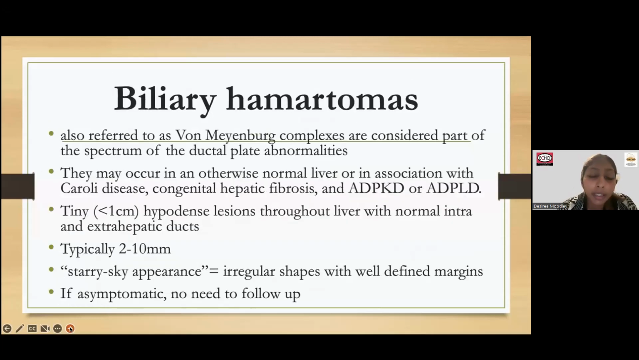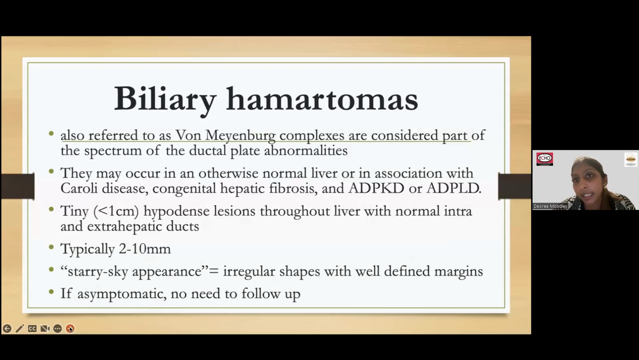Biliary hematomas also can be referred to as von Meyenberg complexes. So this is part of the spectrum as well of ductal plate abnormalities. And they can occur in a normal liver, can also occur with Caroli disease, congenital hepatic fibrosis, and your polycystic liver diseases. So these are tiny, so less than 1 centimeter, hypodense lesions throughout the liver, and usually have normal intrahepatic and extrahepatic ducts. Typically 2 millimeters to about 1 centimeter, and you get this kind of starry sky appearance.